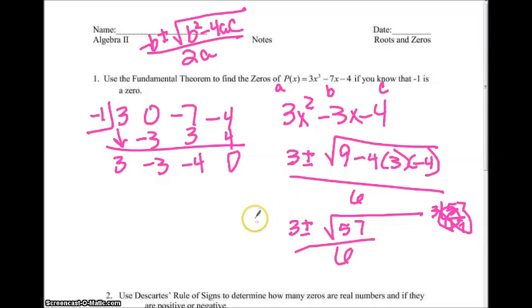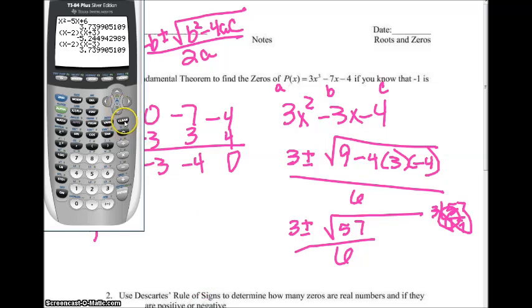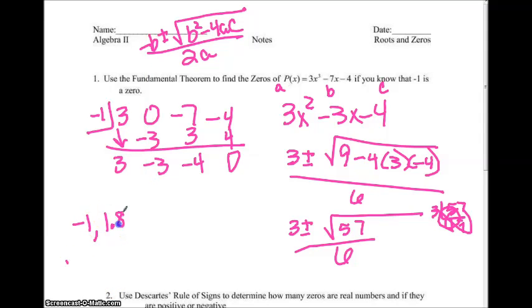Okay, so we need to find all of our zeros. We know that negative 1 is a 0. You could put this in your calculator, and you could go 3 plus square root of 57. Get out from under your square root. Either close parentheses or press your right arrow. Enter, divided by 6, enter. And I get 1.8. So another solution is 1.8.